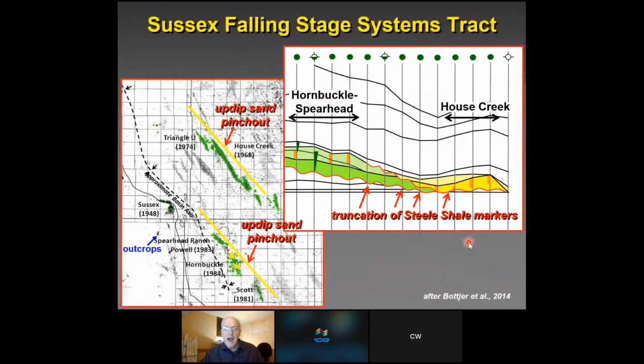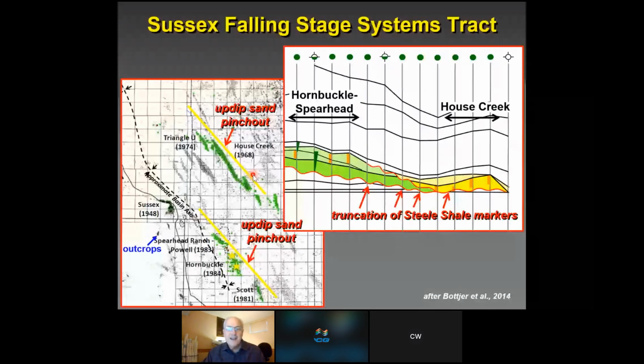Essentially, that's what I think is happening for a lot of these paleo shoreline parallel, elongate fields we see in the Western Cretaceous Interior Seaway. This is the Sussex. It would be the same model for the Hygiene or the Shannon, where you've got these basin-centered, elongate sand packages that become shaly and pinch out basinward. Then you develop another one, and it pinches out basinward.